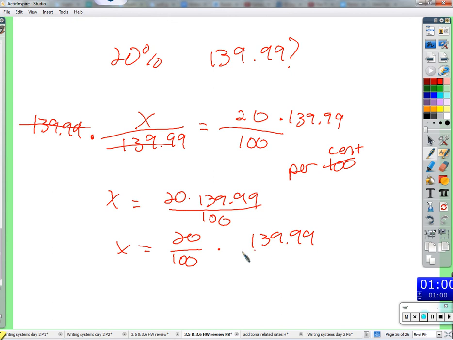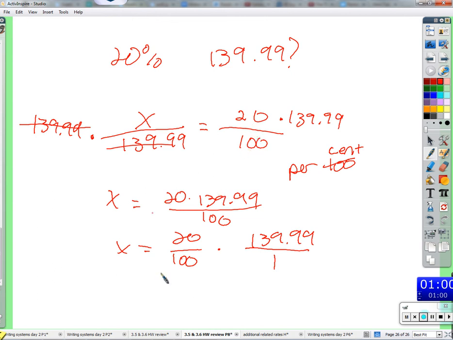Wouldn't that have to be over 100 too? Would this have to be over 100? You're thinking of adding fractions. If I put this over 100 and multiply it through, I'd get 100 times 100, which is 10,000. That's over one. So I divide 139.99 by 100, times 20. That's the same thing, isn't it? I don't know what you think you're gaining by not paying attention, but you're losing, okay?